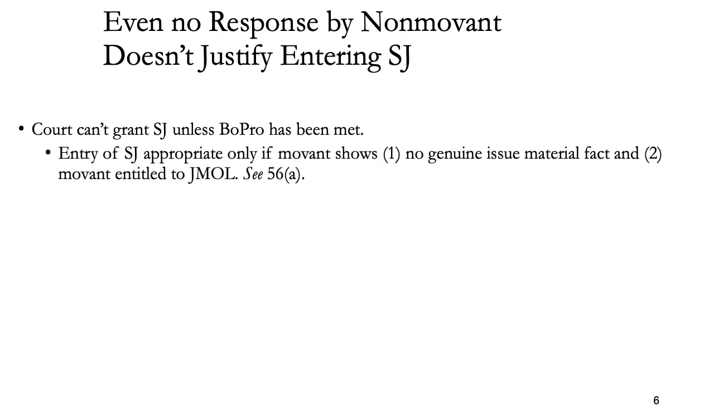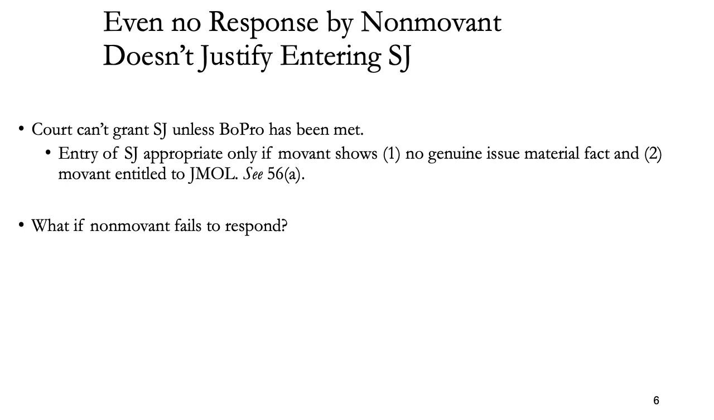Now, even no response by the non-movant doesn't justify entering summary judgment. So if the defendant files its motion and it doesn't negate an element of the claim, or it doesn't show the discovery shows there is no evidence, then the court can't grant summary judgment. And when it says can't, it means shouldn't. It may, in which case there's simply an appeal. Entry of summary judgment is appropriate only if the movant meets its burden of production, shows there's no genuine issue of material fact, and shows it's entitled to judgment as a matter of law.